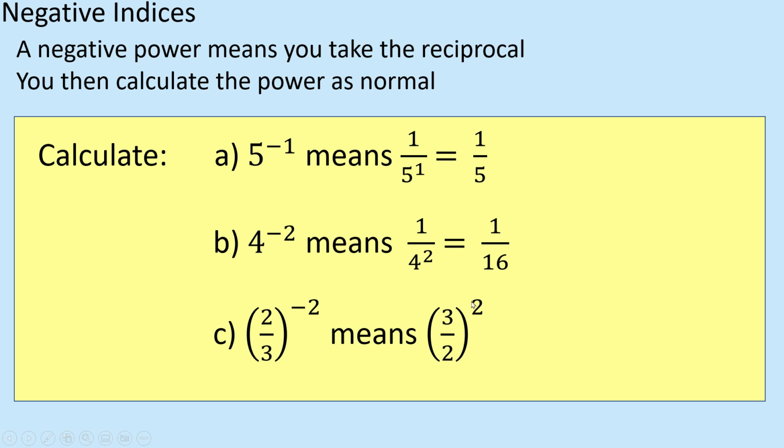When we do squared of a fraction, literally what we're going to do is square both top and bottom numbers. So we're going to have 3 squared and 2 squared. 3 times 3 is 9, and 2 times 2 is 4. So that's 9 over 4. And of course, we really should simplify 9 over 4 to a mixed number. 4 goes into 9 twice, there's 1 left. So it's going to be 2 and a quarter. So 2 over 3 to the power minus 2 is 2 and a quarter.